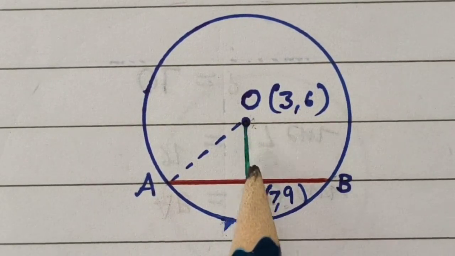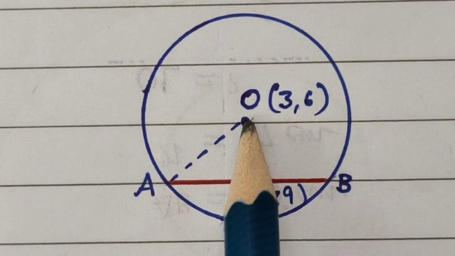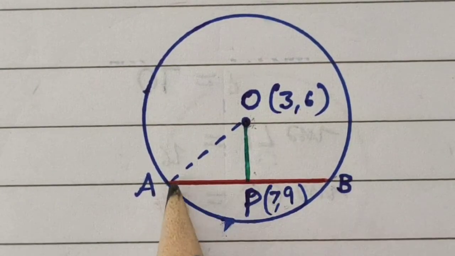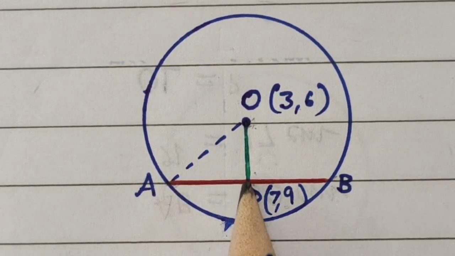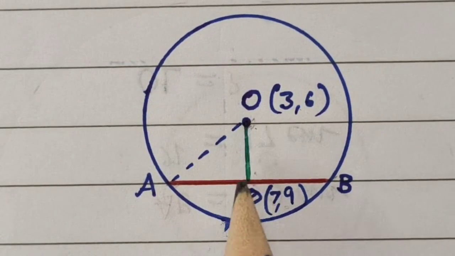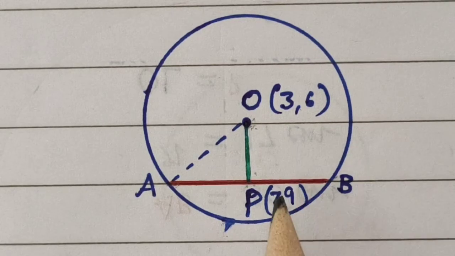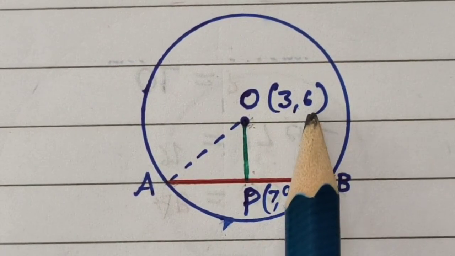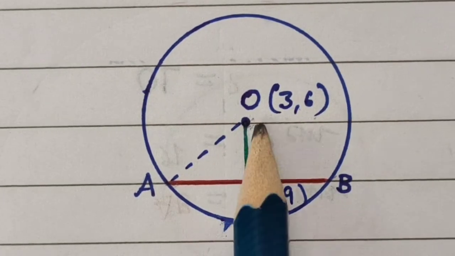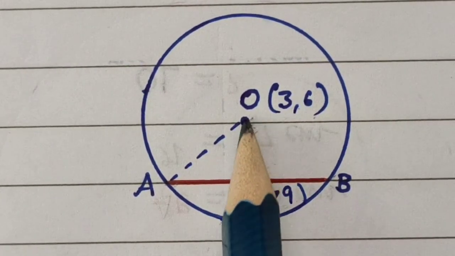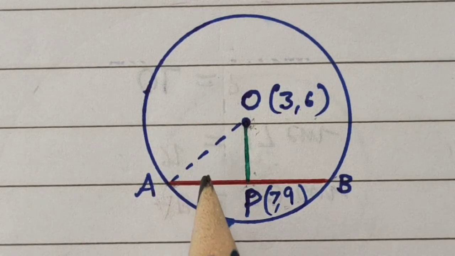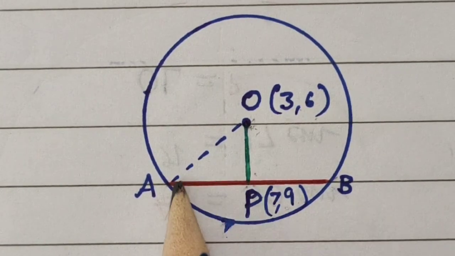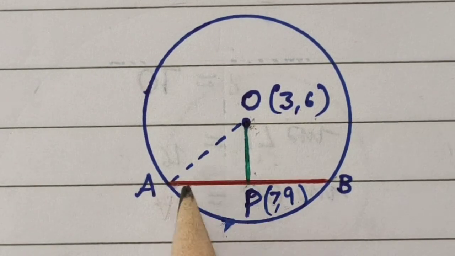This OP is 5 centimeters. The radius is given as 13, so we can use the Pythagoras theorem to find AP. We found OP by using the distance formula, square root of x2 minus x1 whole square plus y2 minus y1 whole square. We get OP equal to 5 centimeters. OA, the radius, is given as 13 centimeters. Then we can find AP.